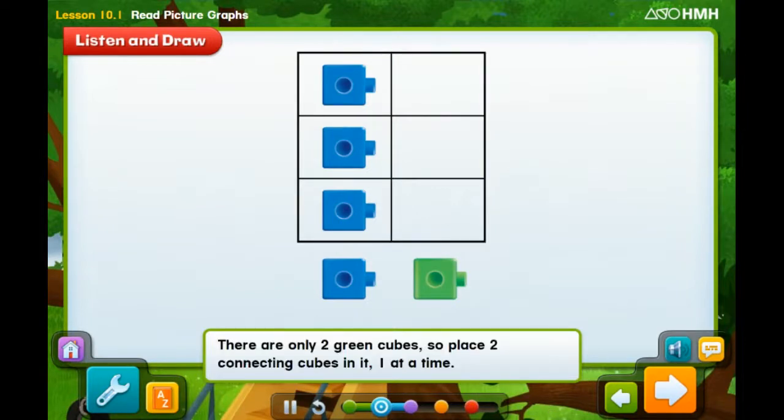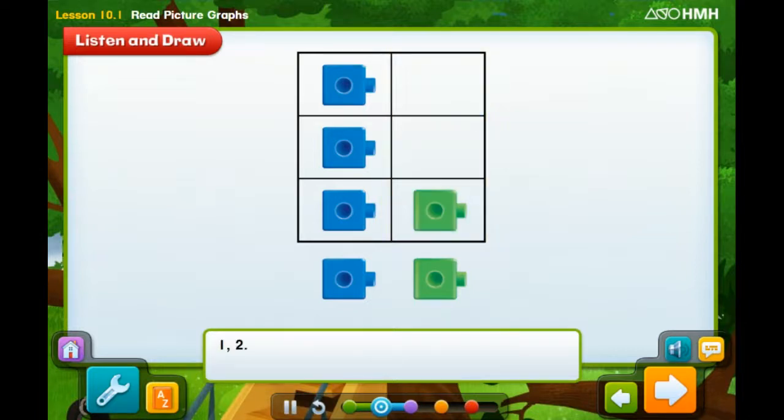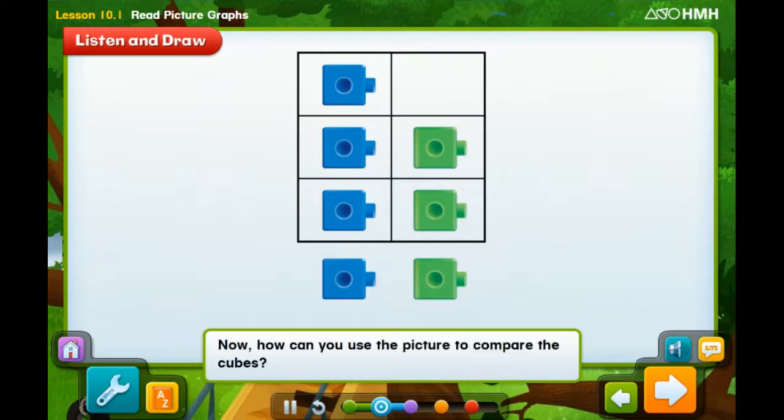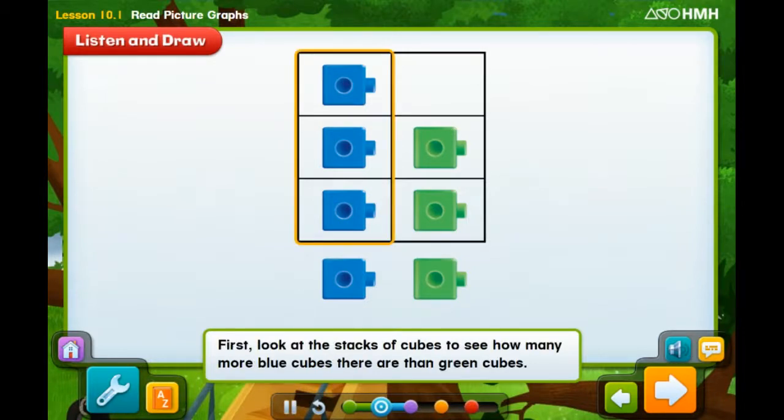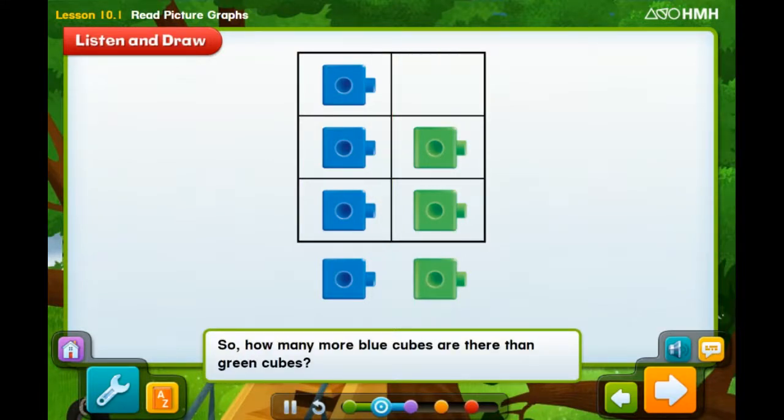There are only 2 green cubes, so place 2 connecting cubes in it, one at a time. 1, 2. Now, how can you use a picture to compare the cubes? First, look at the stacks of cubes to see how many more blue cubes there are than green cubes. So how many more blue cubes are there than green cubes? 1. There's 1 more blue cube than there are green cubes.